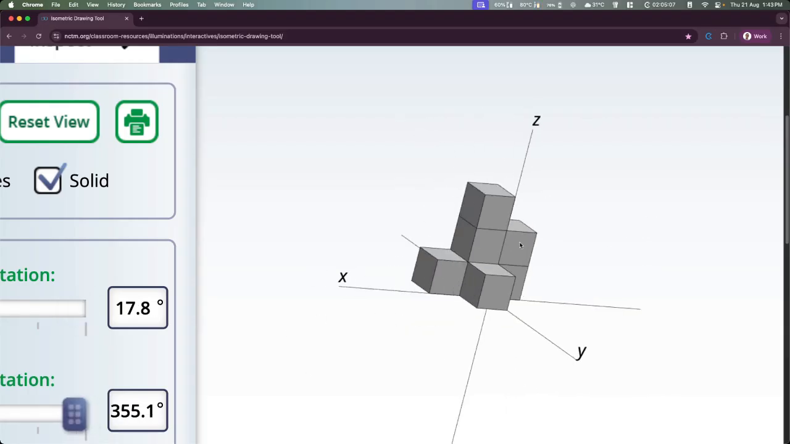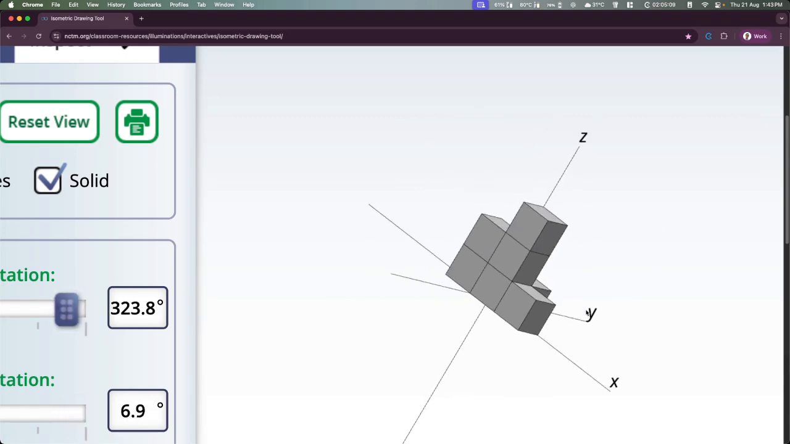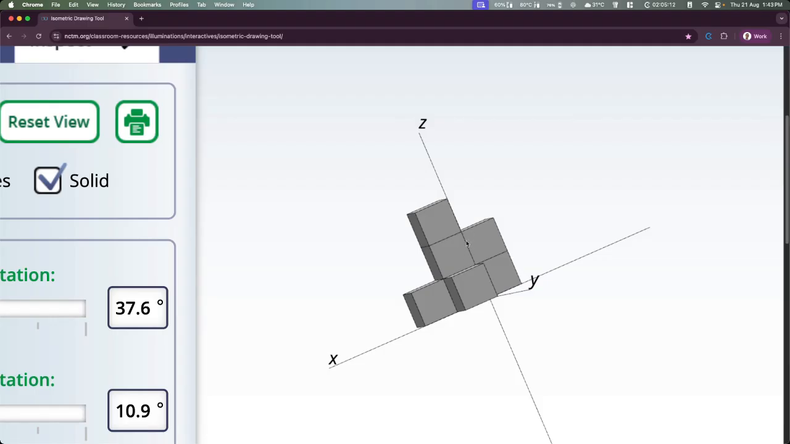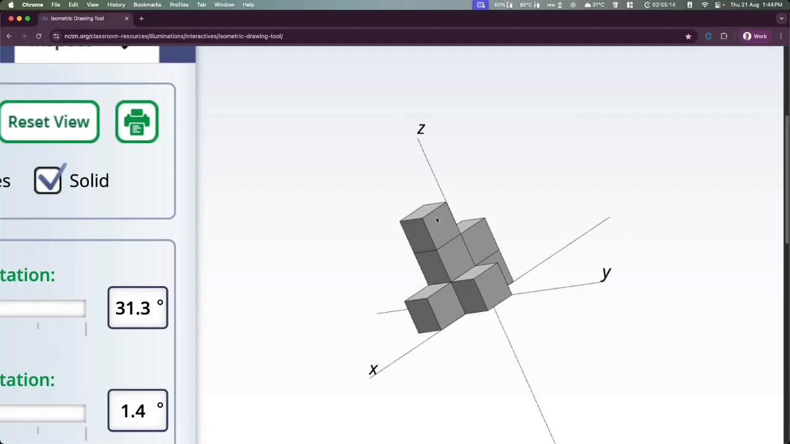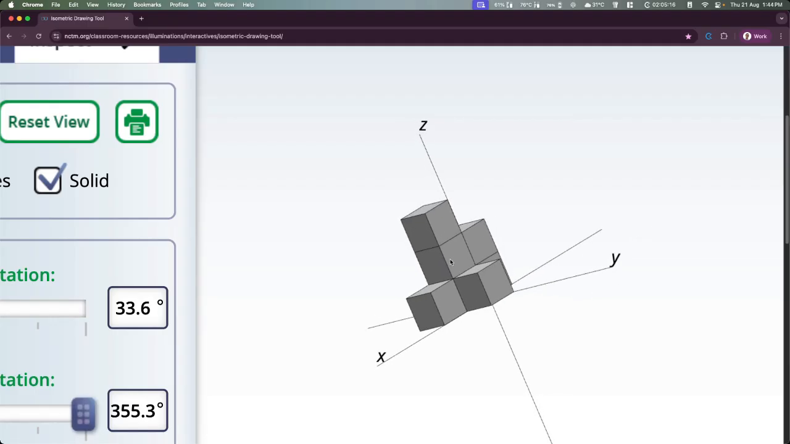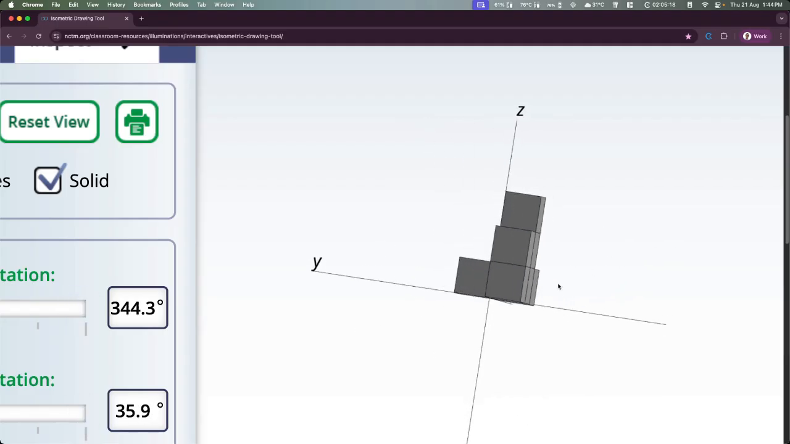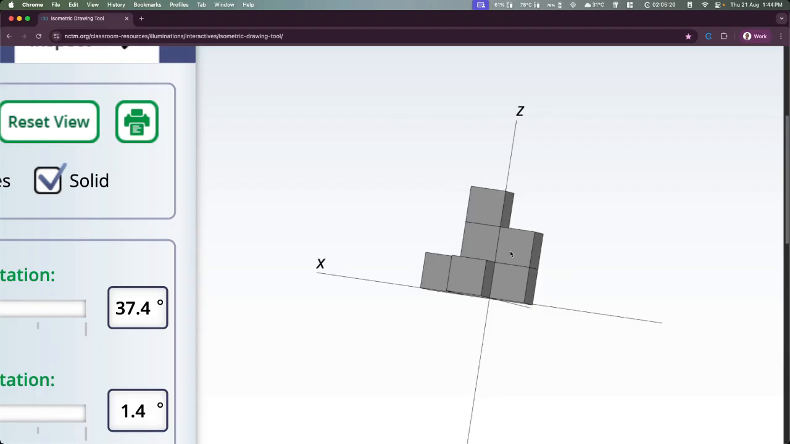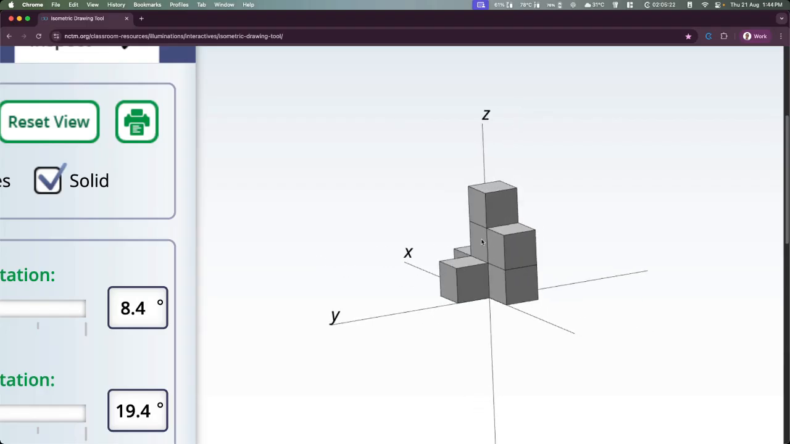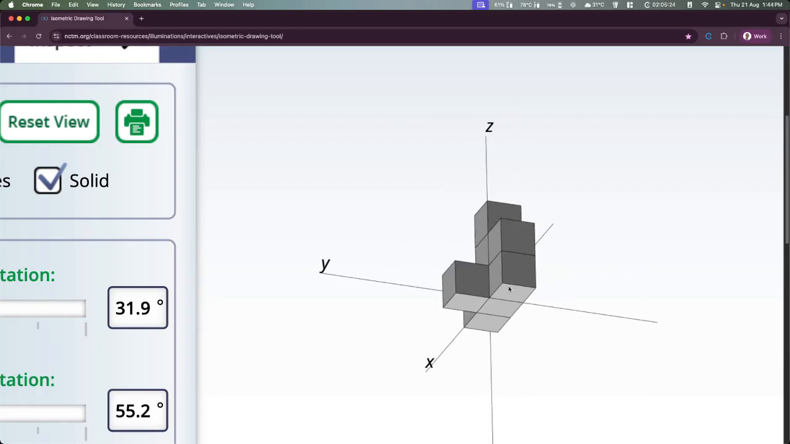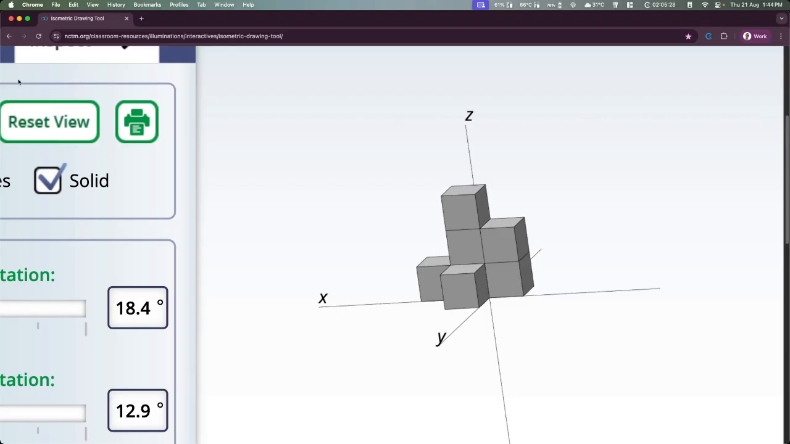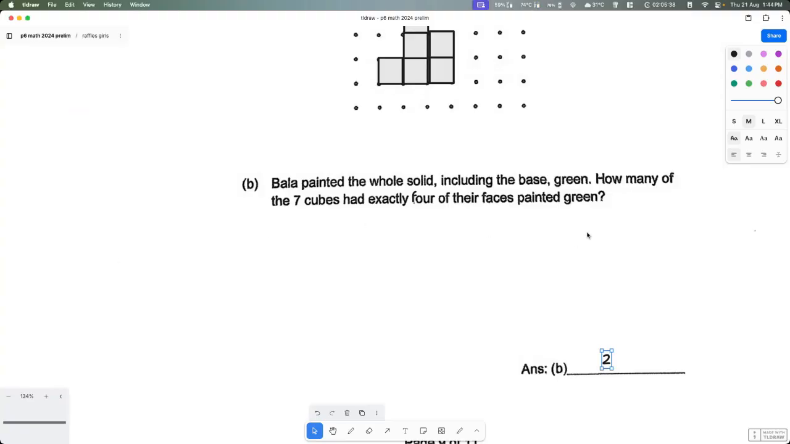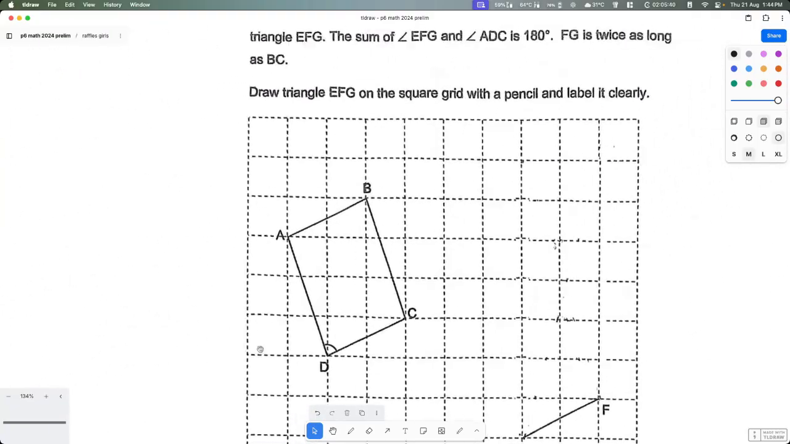The middle one has one on the side, but two at top and bottom, so three faces. So not really, but the two sides over here: one has two sides covered, the side and the bottom, and the other one, the bottom one, the side at the top. So that means only two are covered. So the answer is two. Okay, let's move on to the next one.